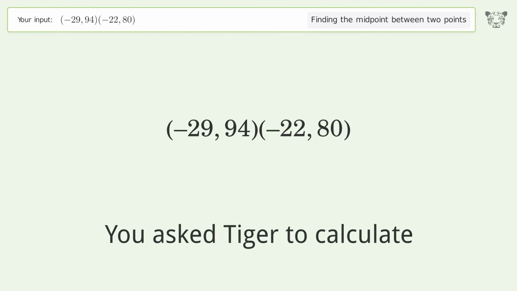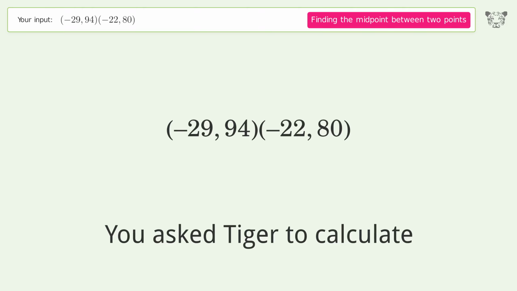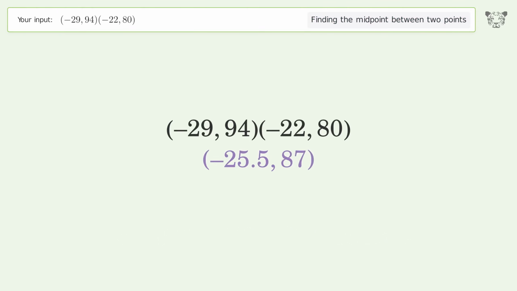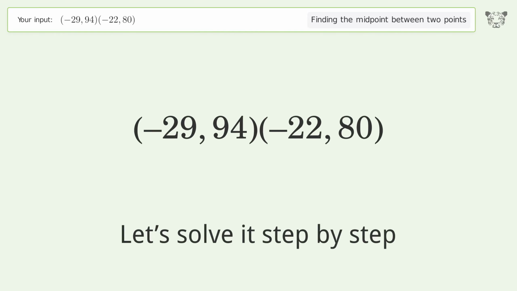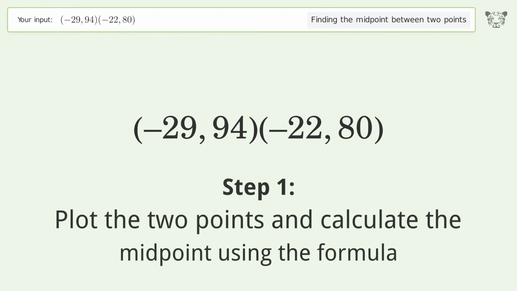You ask Tiger to calculate. This deals with finding the midpoint between 2 points. The midpoint between the 2 points is negative 25.587. Let's solve it step by step. Plot the 2 points and calculate the midpoint using the formula.